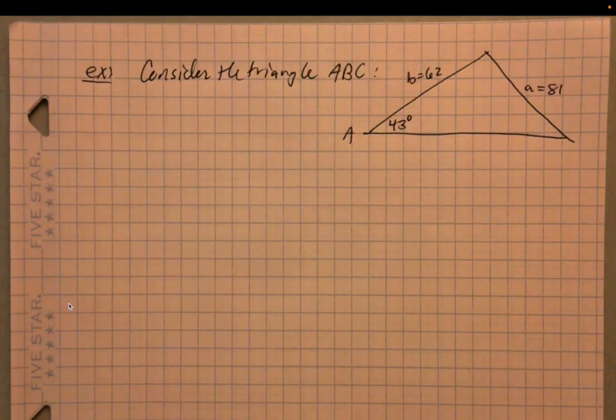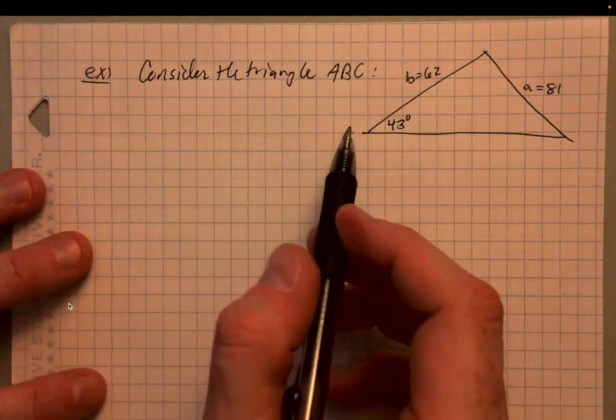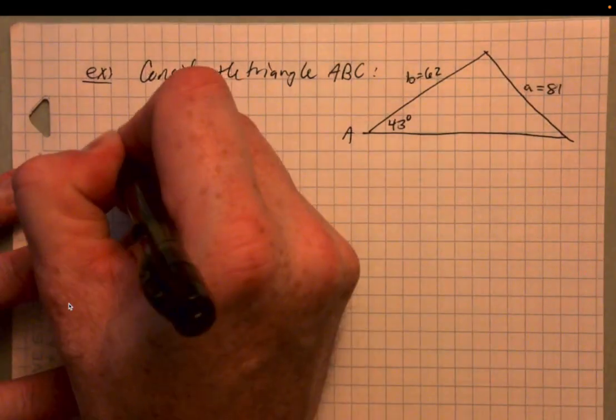So for this example, we know a ratio, right? We've got a whole ratio. In the previous example, we knew a ratio too. So let's go ahead and use this ratio to find B.